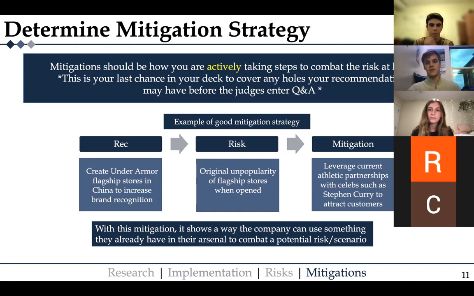So here's an example of a good mitigation strategy. The recommendation here is to create Under Armour flagship stores in China to increase brand recognition. The risk is original unpopularity of flagship stores when opened. And then finally, the mitigation is to use one of their pre-established athletic partnerships to attract customers in that region. So this is a good mitigation because it's something that Under Armour already has in their possession, so it's not something they need to go and reinvest in.